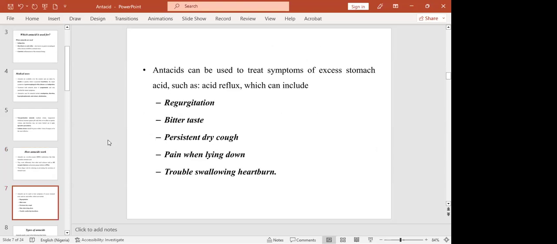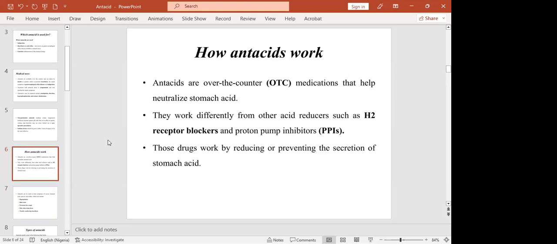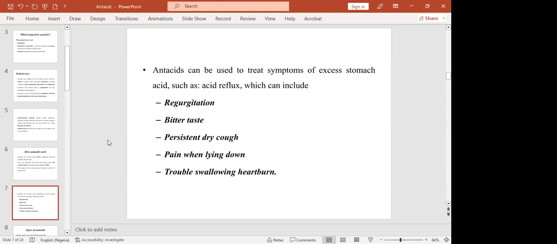But what antacid will do is that it will neutralize the already produced stomach acid. H2 receptor blocker and proton pump inhibitor will not even allow the stomach to secrete acid, or it will reduce it, frankly. Antacid is not working at the level of secretion. It is just diluting or neutralizing the acid that has already been secreted.